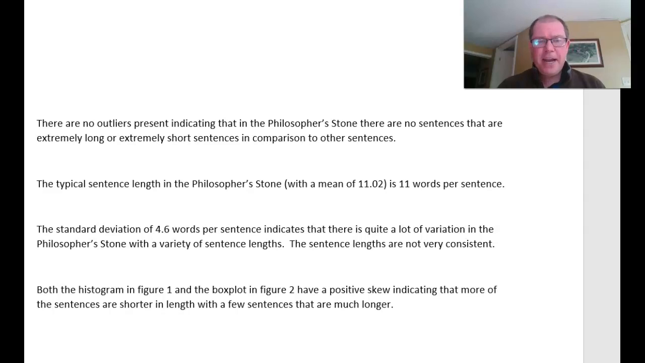And finally, the shape. Both the histogram in Figure 1 and the box plot in Figure 2 have a positive skew, indicating that more of the sentences are shorter in length with a few sentences that are much longer. And that's shape, center and spread. So remember, you're telling a story.